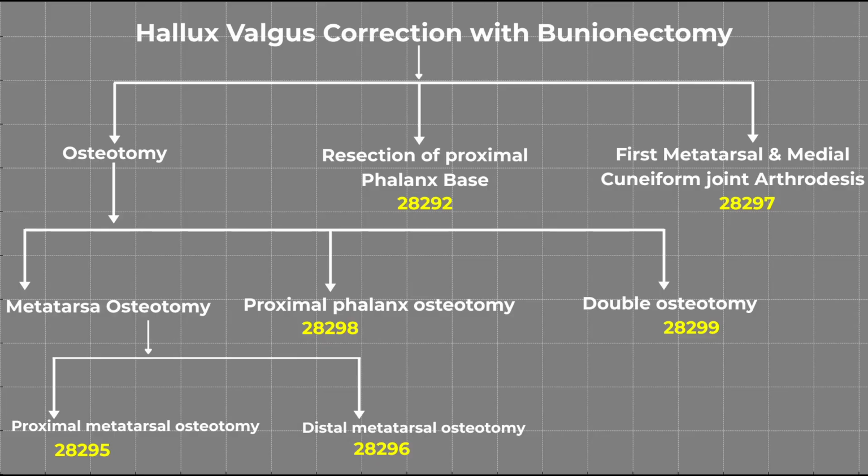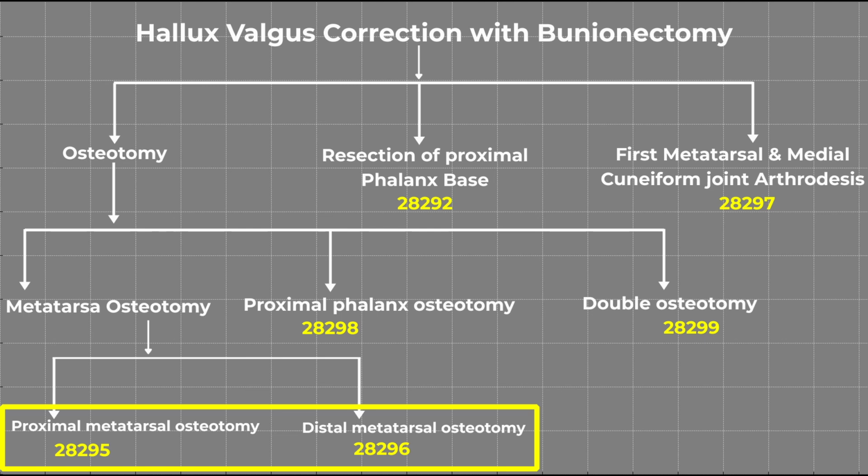Let's see how to code for Hallux valgus correction with bunionectomy. The first thing you have to do is check, is it done with osteotomy or not? If it is done with osteotomy, the next thing you have to check is it done with metatarsal osteotomy? If it is metatarsal osteotomy, then you have to check, is it at the proximal or distal side.